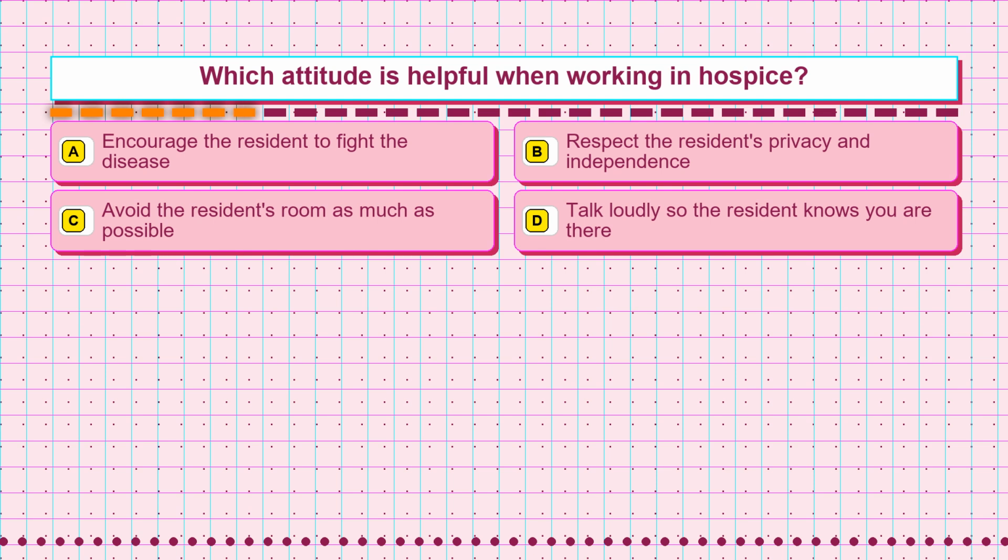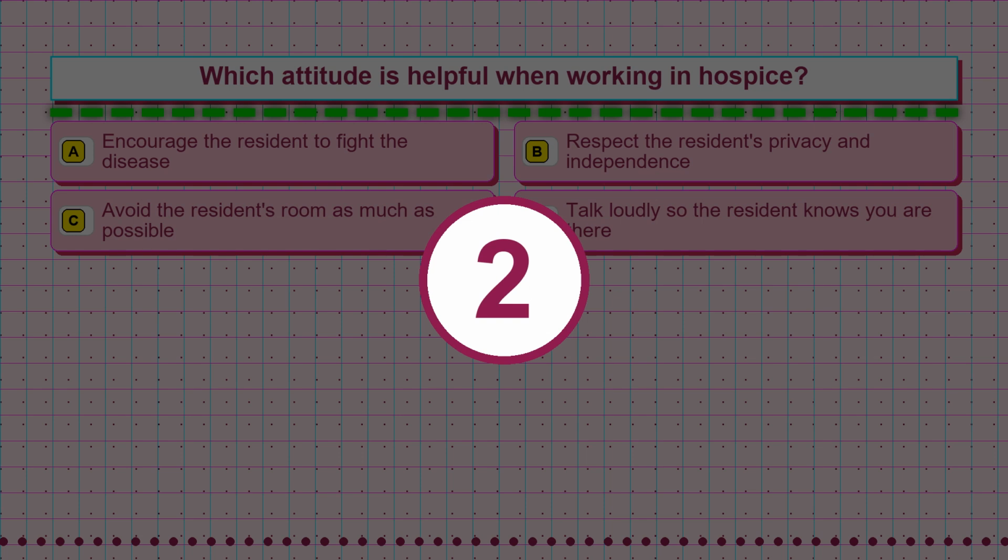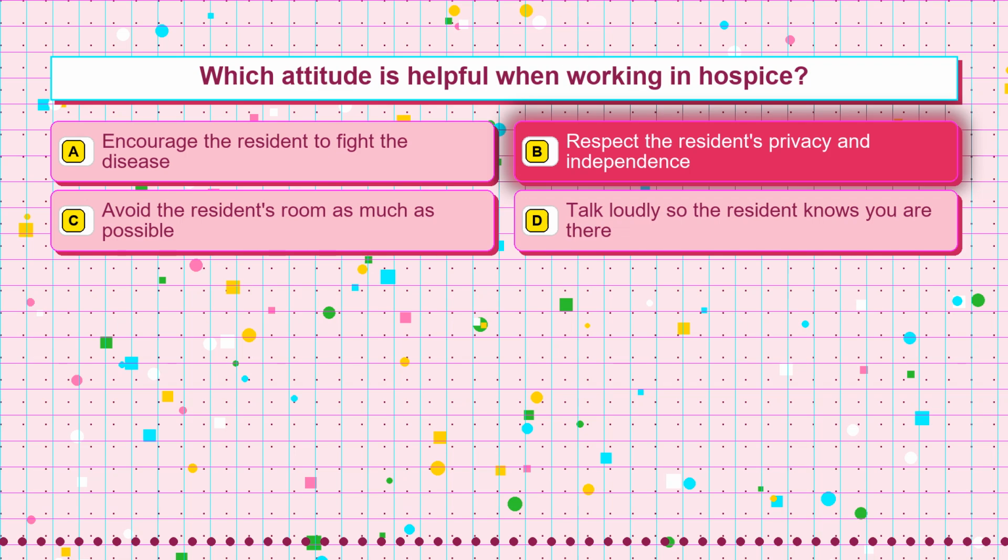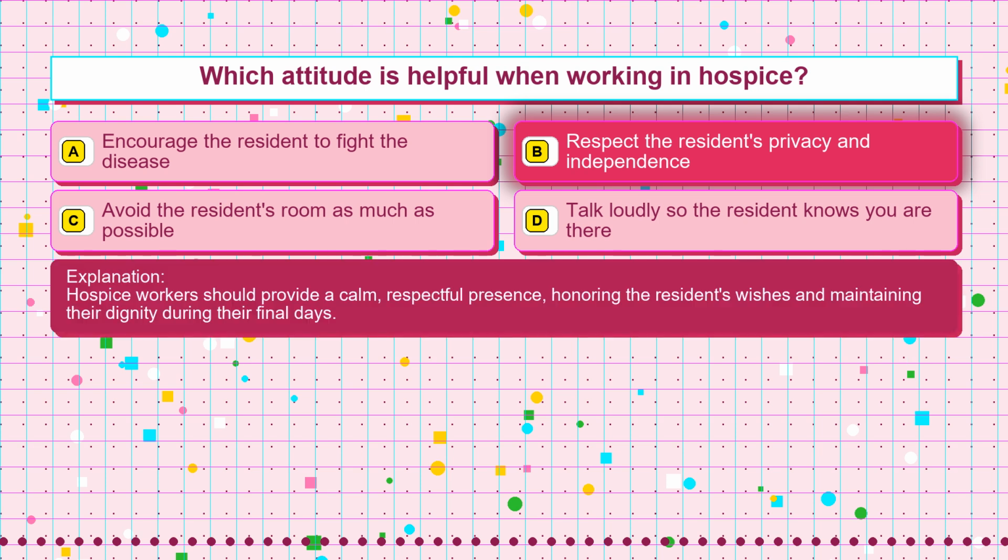Option A, encourage the resident to fight the disease. Option B, respect the resident's privacy and independence. Option C, avoid the resident's room as much as possible. Option D, talk loudly so the resident knows you are there. The correct answer is option B, respect the resident's privacy and independence. Hospice workers should provide a calm, respectful presence, honoring the resident's wishes and maintaining their dignity during their final days.